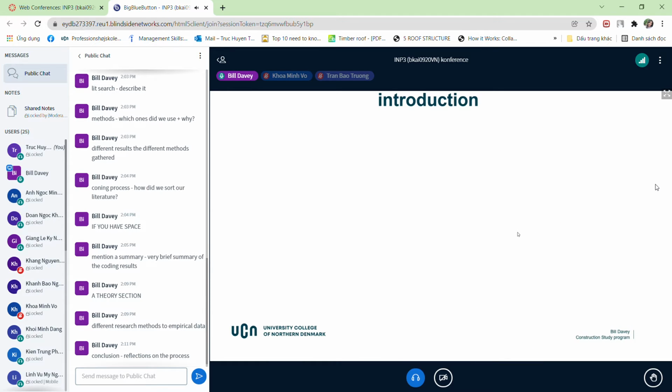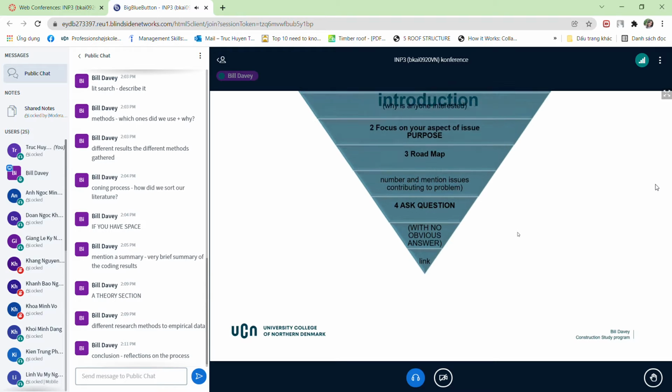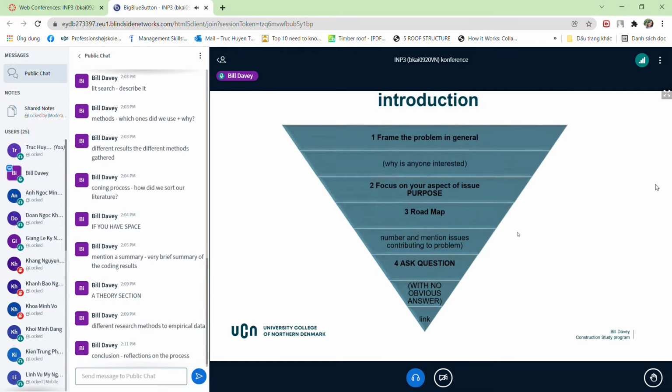So, we've just been talking about the introduction, right? And the introduction looks like this. And we've talked about this. The first thing you did was frame the problem in general. Kind of, why is anybody interested in BIM? Why would you be interested in sustainability? That sort of thing. Then you focus on your purpose, which is the problem formulation idea. Then you write a roadmap.